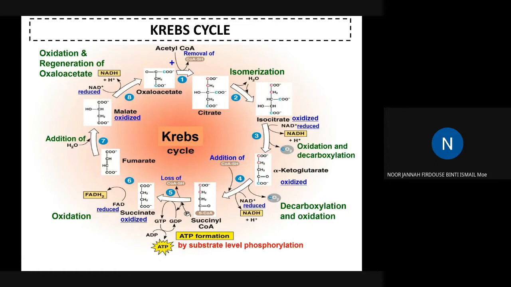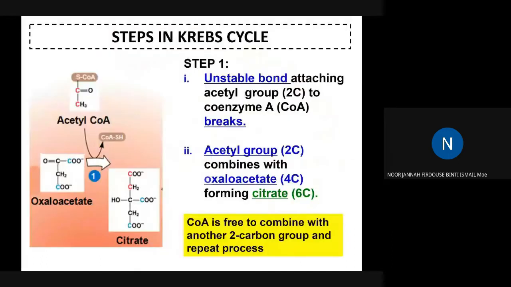So this is a schematic diagram of Krebs cycle. There are 8 steps. Glycolysis 10 steps, Krebs cycle 8 steps. The unstable bond that attaches this acetyl group to a coenzyme A, this is the coenzyme A, will break. After it is formed, the bond is considered weak, unstable. So the unstable bond will break, and then release the acetyl group to the oxaloacetate.